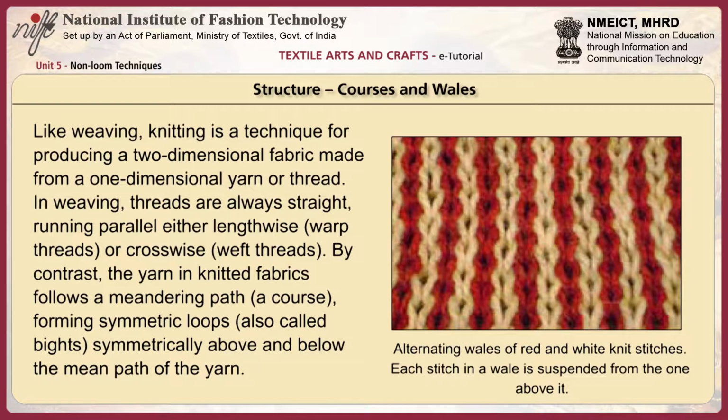Like weaving, knitting is a technique for producing a two-dimensional fabric made from a one-dimensional yarn or thread. In weaving, threads are always straight, running parallel either lengthwise, warp threads, or crosswise, weft threads. By contrast, the yarn in knitted fabrics follows a meandering path, or a course, forming symmetric loops, also called bights, symmetrically above and below the mean path of the yarn.